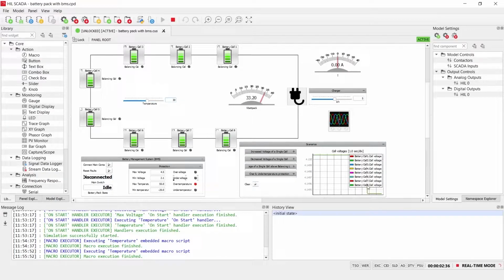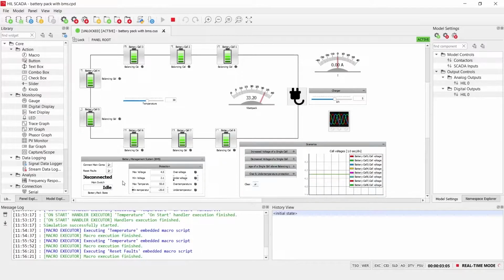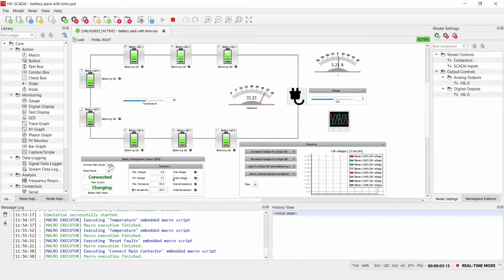And we can see that the open circuit voltage reacts immediately, as it should, to this change of the temperature. All 8 series battery cells exhibit the property, and because they are parameterized in the same manner, they all exhibit the same voltage on their terminals. The over temperature flag is still on, so I will need to reset the faults of the battery management system manually.